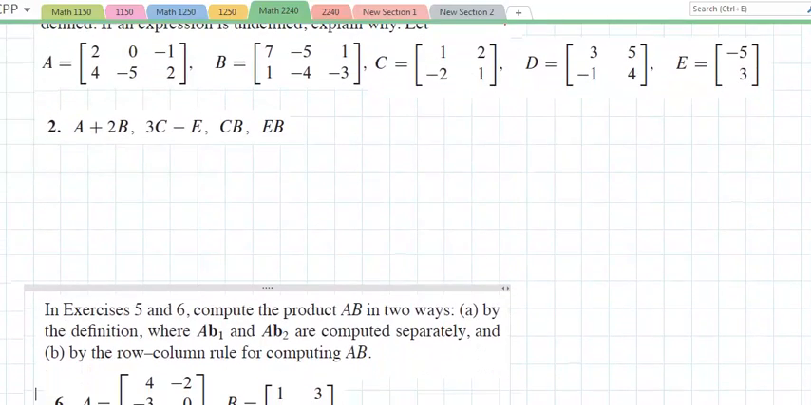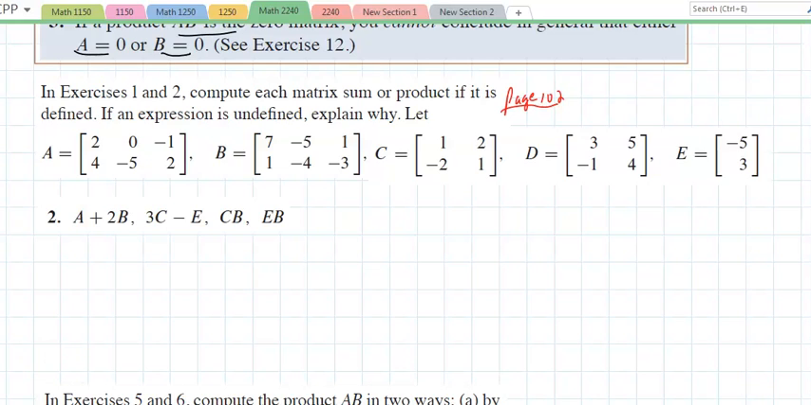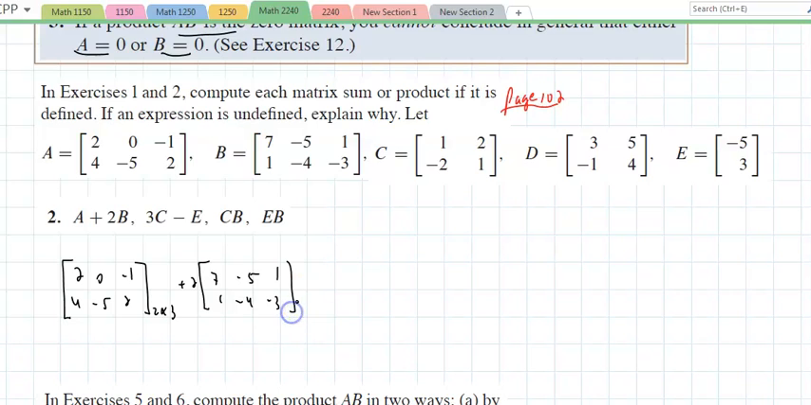They're giving us a few matrices, A, B, C, D, E. They say on number 2, take A plus 2B. So A is 2, 0, negative 1, 4, negative 5, 2. This is a 2 by 3 matrix, plus twice B. B is 7, negative 5, 1, 1, negative 4, negative 3. So since those are the same dimensions, I could add and end up with the same dimension matrix.